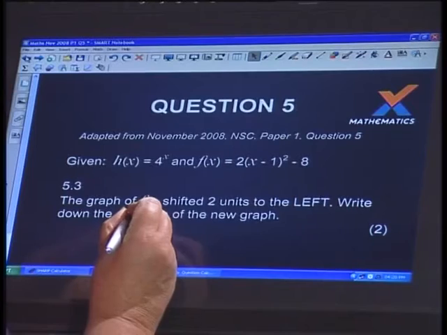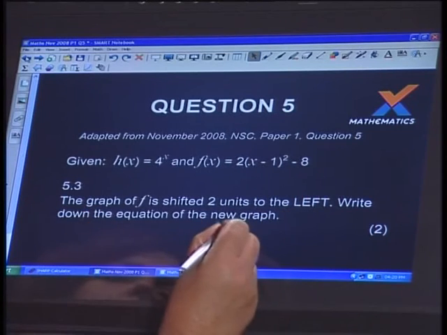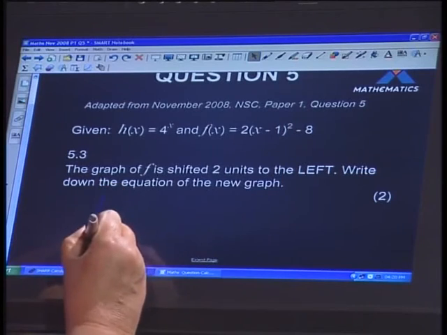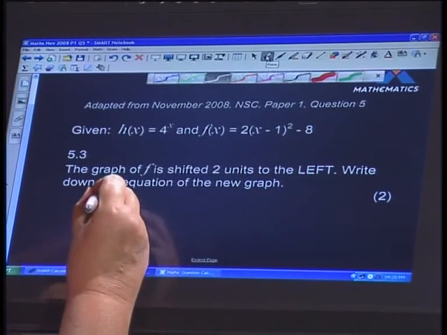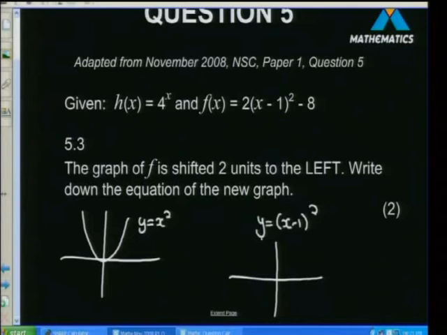It says the graph of f is shifted 2 units to the left. Write down the equation of the new graph. Now, this is quite important. I would like to mention that if we're looking at a graph of y equals x squared, it would look like this. As soon as we have y equals (x minus 1) squared, and you actually draw it, what you find is that it shifts to the right-hand side. So it always moves the opposite way to that sign.